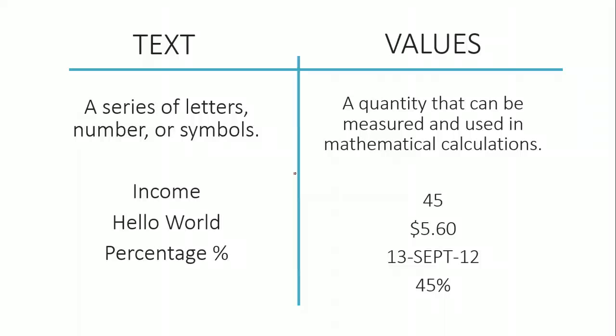Moving on, we have values that are also used in Excel. Values are quantified, and they can be measured, and they are used in mathematical calculations. In Excel, we can use whole numbers or decimal numbers, like the number 45. We can use currency, like $5.60, or we can use dates, like the 13th of September 2012. Additionally, we can use decimals that are formatted as percentages, like 45%. Those are all values because they can be used in mathematical calculations.